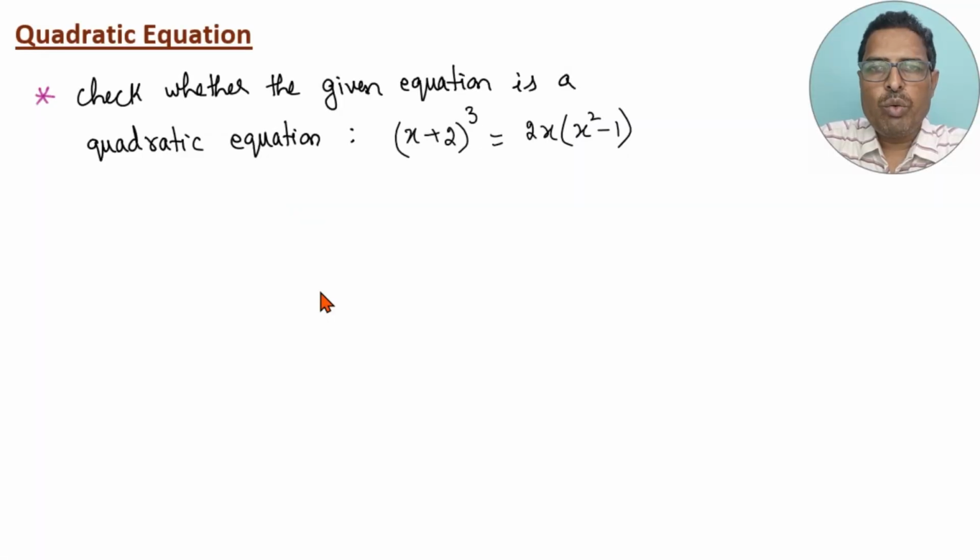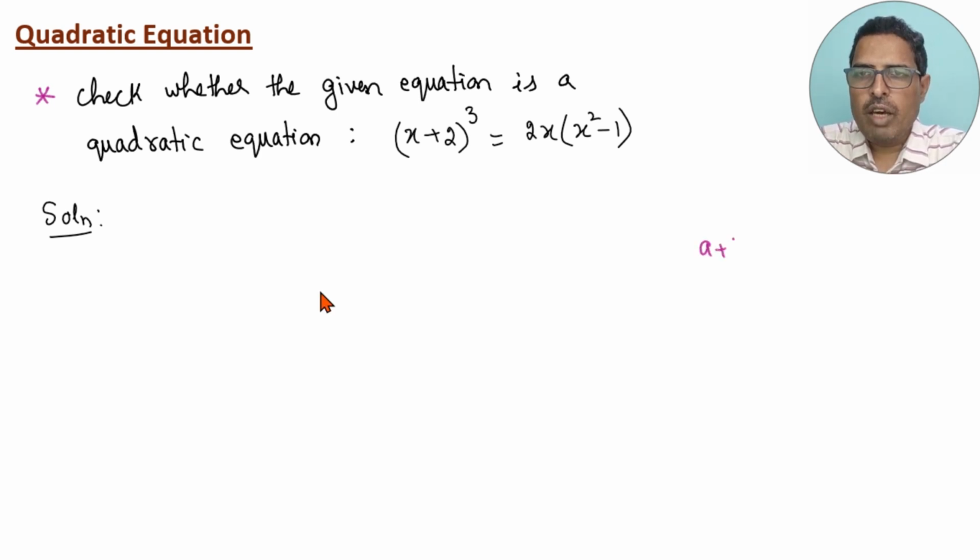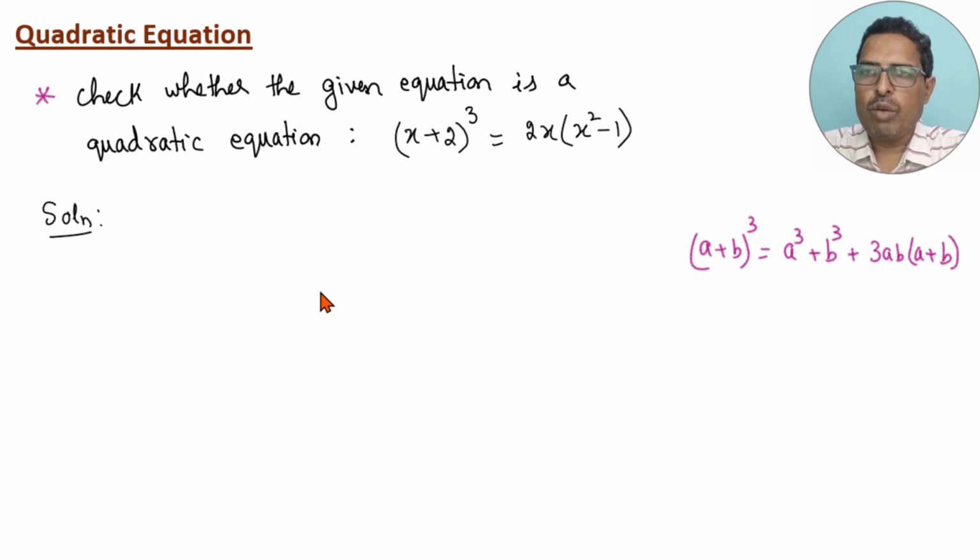The question is: check whether the given equation is a quadratic equation or not. If you observe the left hand side, it is in the form of (a plus b) whole cube. And we know the formula for (a plus b) whole cube. The formula is a cube plus b cube plus 3ab into (a plus b). That's the formula you have.